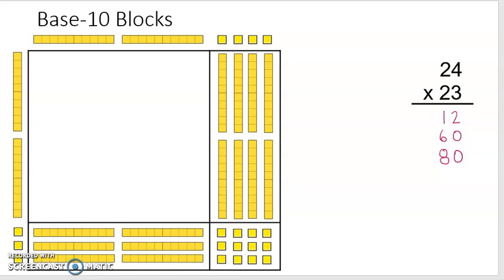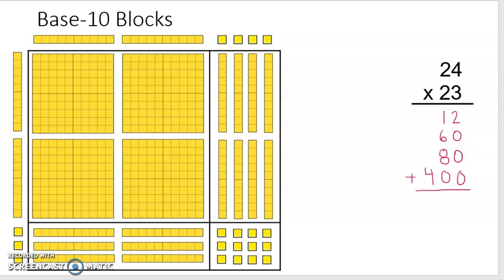And lastly, I've got 20 times 20, and 20s and 20s create flats. So 20 times 20, or 2 longs and 2 longs, would create 4 flats. 20 times 20 is 400 in my intermediate algorithm. All right, so now what I've done is I filled in my base 10 chart.